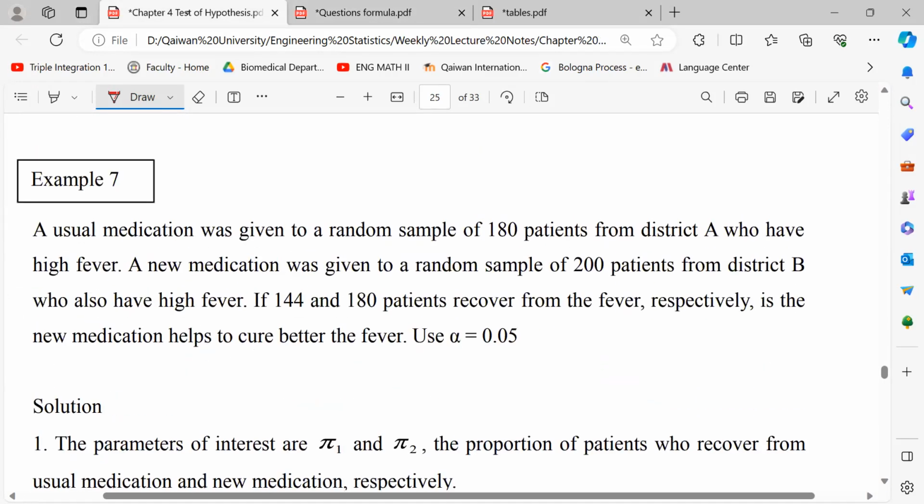We now have this example. It's important to recognize the question. Usual medication was given to a random sample of 180 patients from District A who have high fever. New medication. So now we have two types of medications, usual medication and new medication. The usual medication is applied in the first population, in population A. And a new medication was given to a random sample of 200 patients of District B.